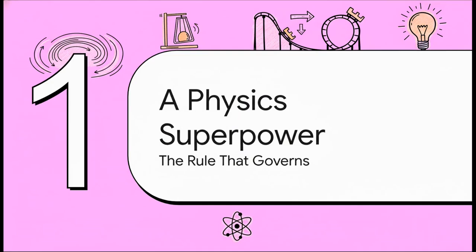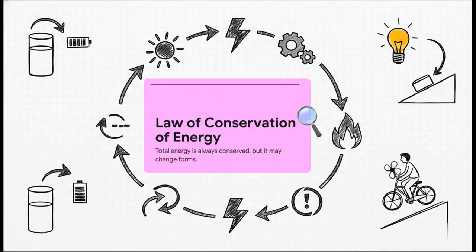Okay, so let's dive into this superpower. It's called the law of conservation of energy, and it's one of the most powerful and frankly beautiful concepts in all of physics. So the core idea here is actually super simple. You can't create energy out of thin air, and you can't make it disappear. All you can do is move it around or change its form. Think of it like a bank account for energy. The total amount never changes.